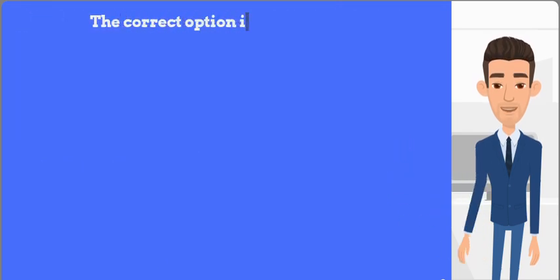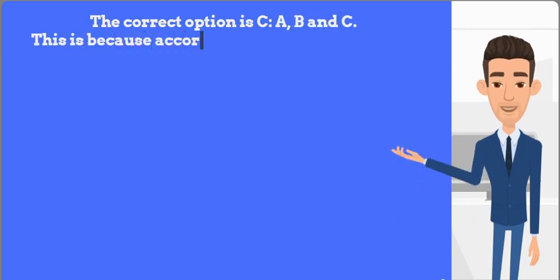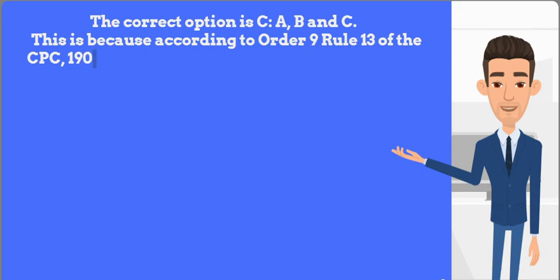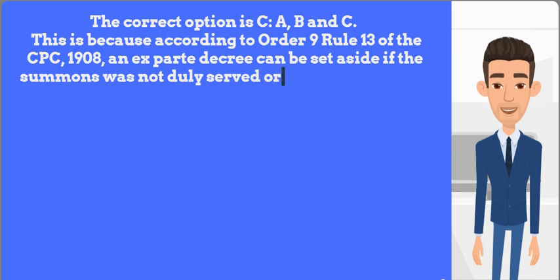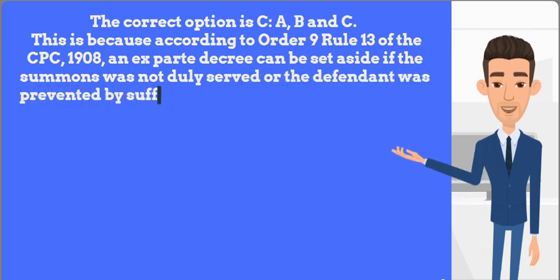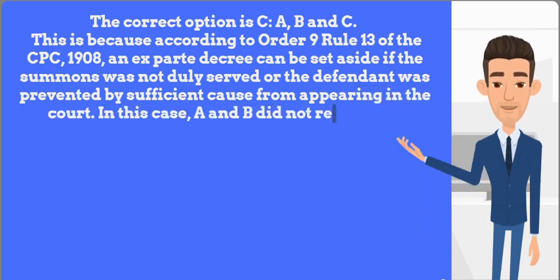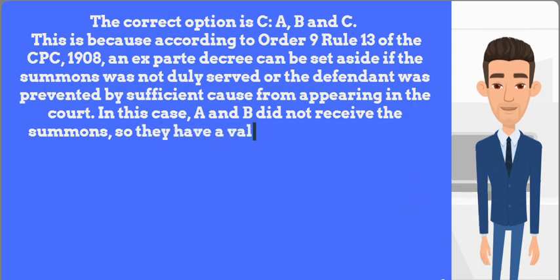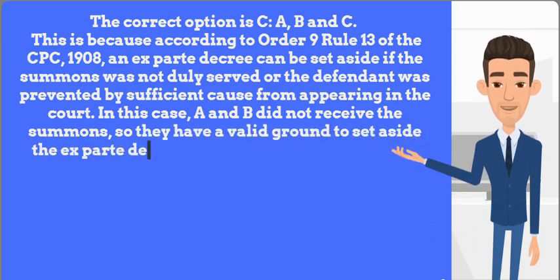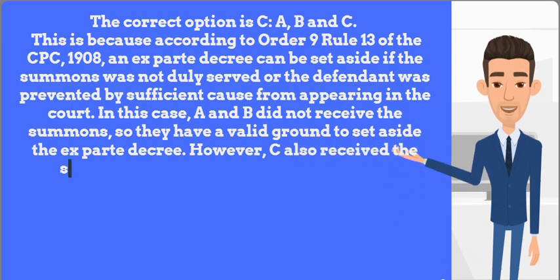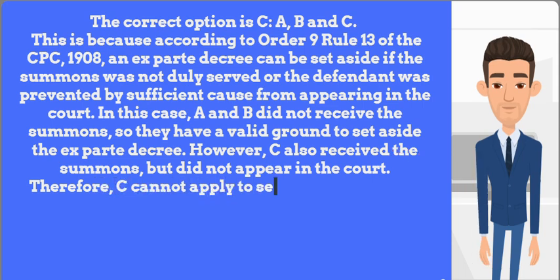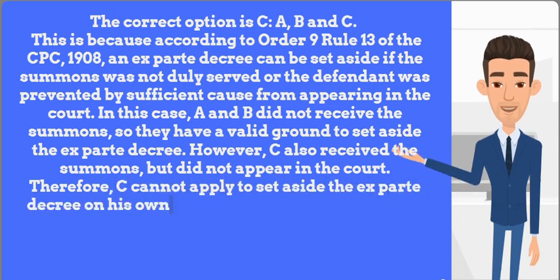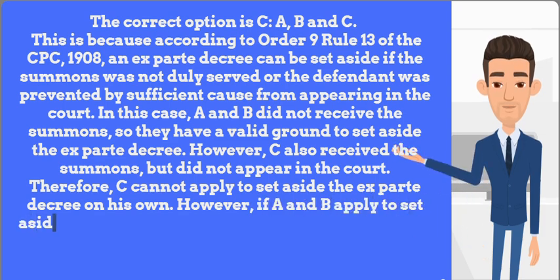The correct option is C, A, B and C. This is because according to Order 9 Rule 13 of the Code of Civil Procedure, 1908, an ex parte decree can be set aside if the summons was not duly served or the defendant was prevented by sufficient cause from appearing in the court. In this case, A and B did not receive the summons, so they have a valid ground to set aside the ex parte decree. However, C did receive the summons, but did not appear in the court.